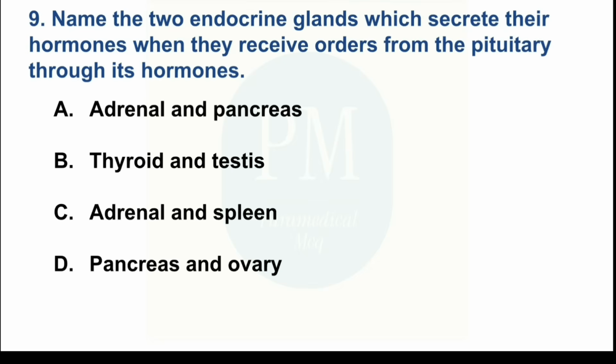Name the 2 endocrine glands which secrete their hormones when they receive orders from the pituitary through its hormones. Option A, adrenal and pancreas. Option B, thyroid and testes. Option C, adrenal and spleen. Option D, pancreas and ovary. The correct option is option B, thyroid and testes.